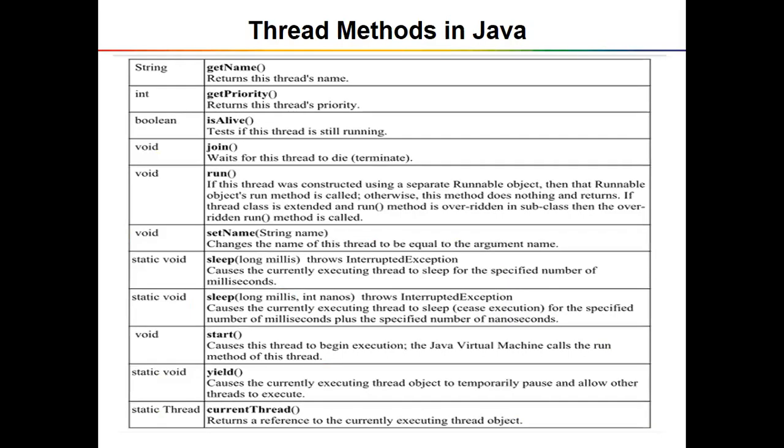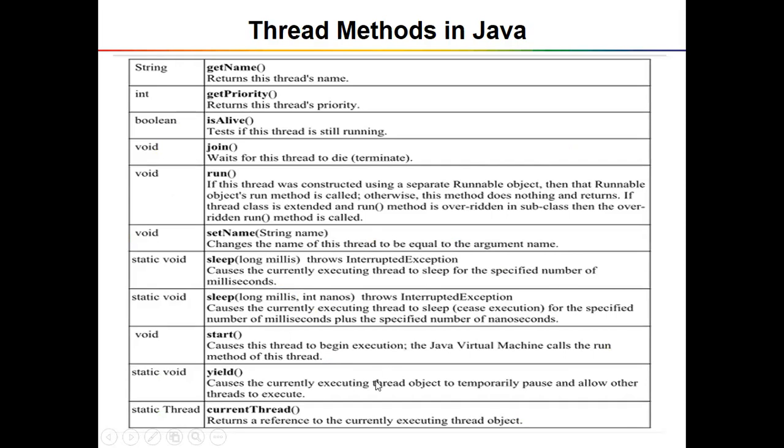Now, these are the various thread methods in Java. The methods are getName, getPriority. Other than the start and run methods, we have these methods also. The join method is available. The setName method changes the name of this thread to be equal to the argument name.